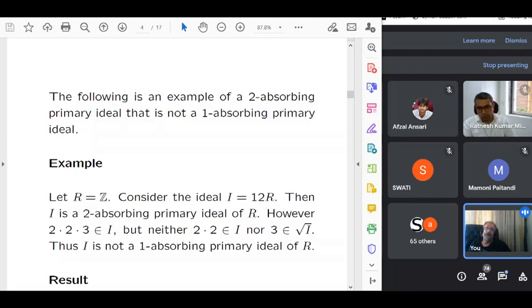And all of us know the radical of this is 6Z, right? You can check that. However, here is a product of three elements. They are non-unit, but 2 times 2 is 4, which is not in I, and 3 is not in the radical of I. So I is not one absorbing primary. Okay?